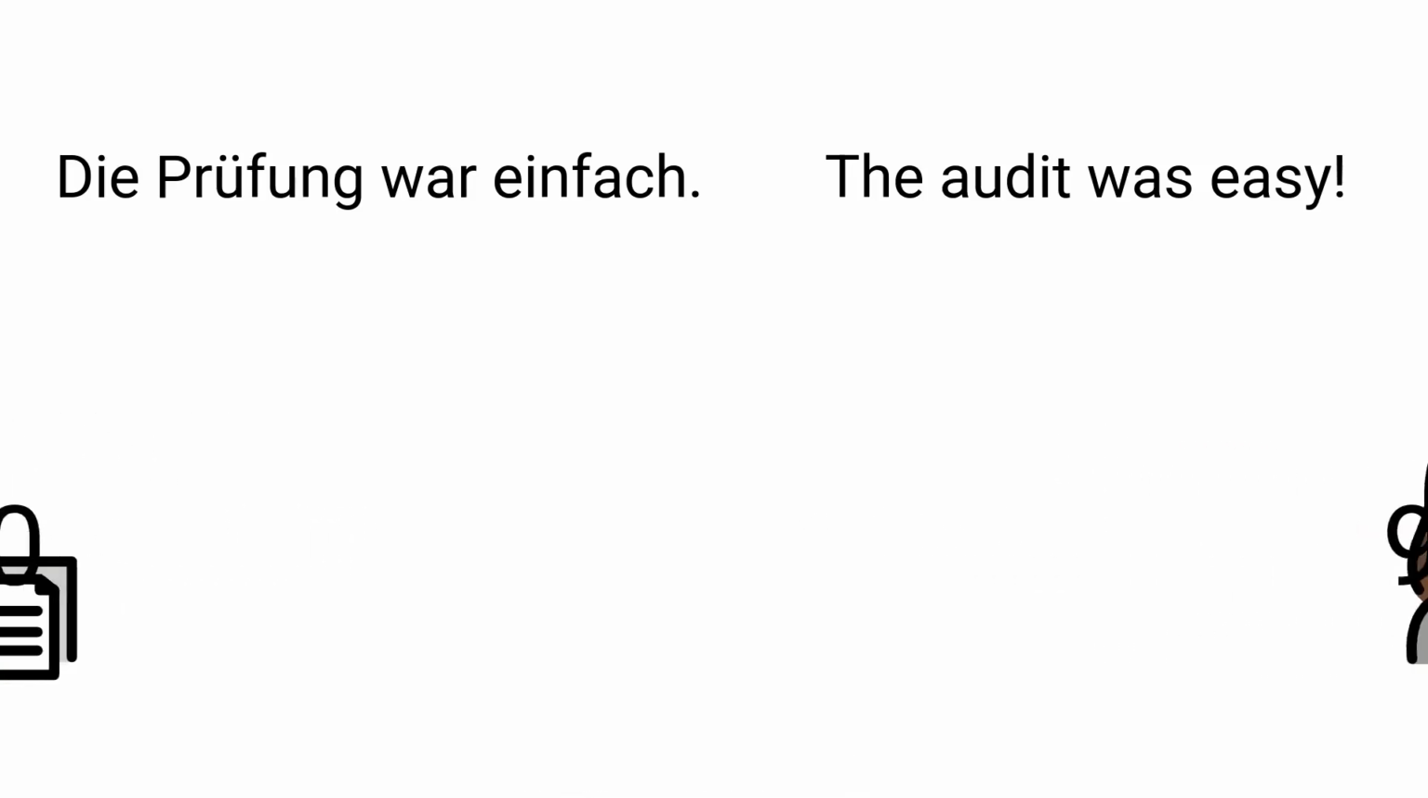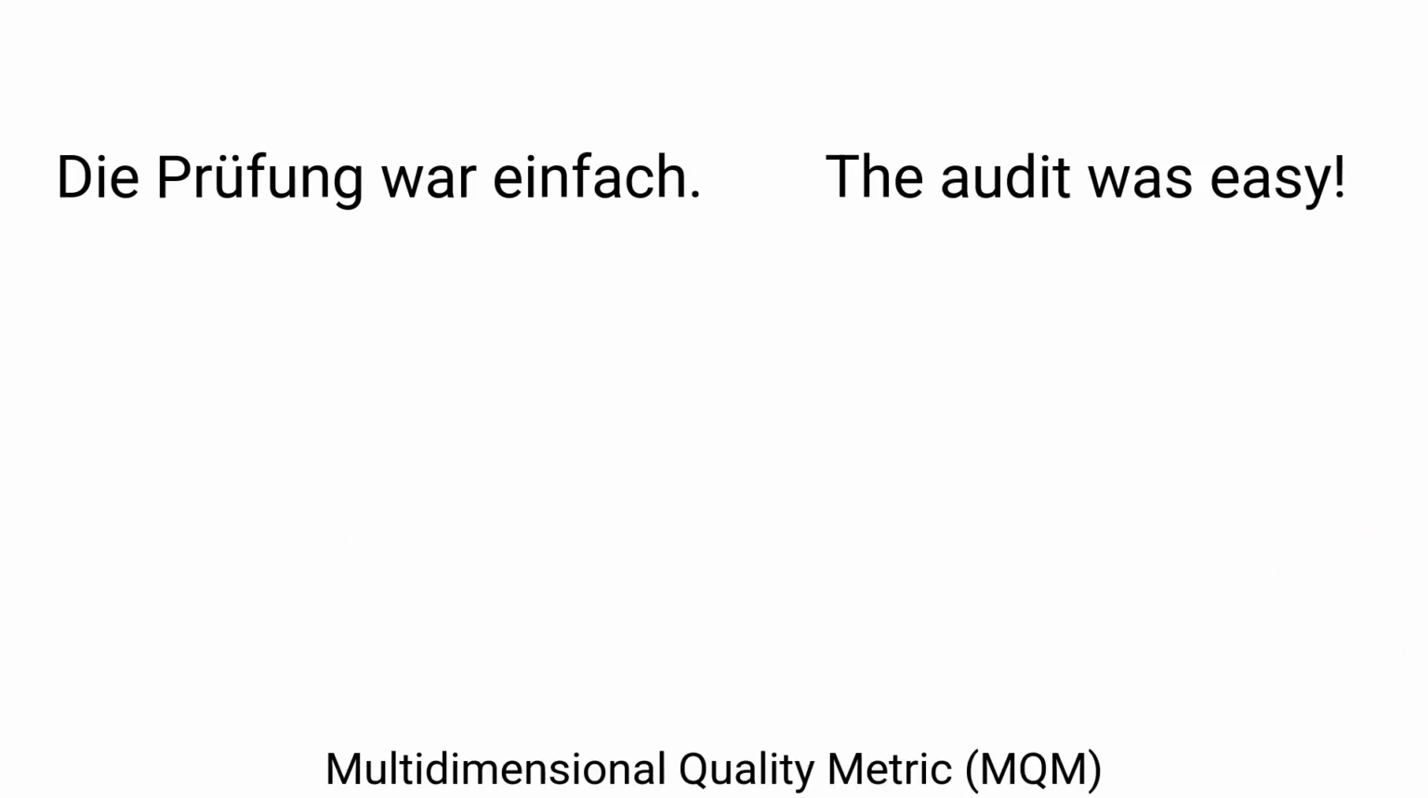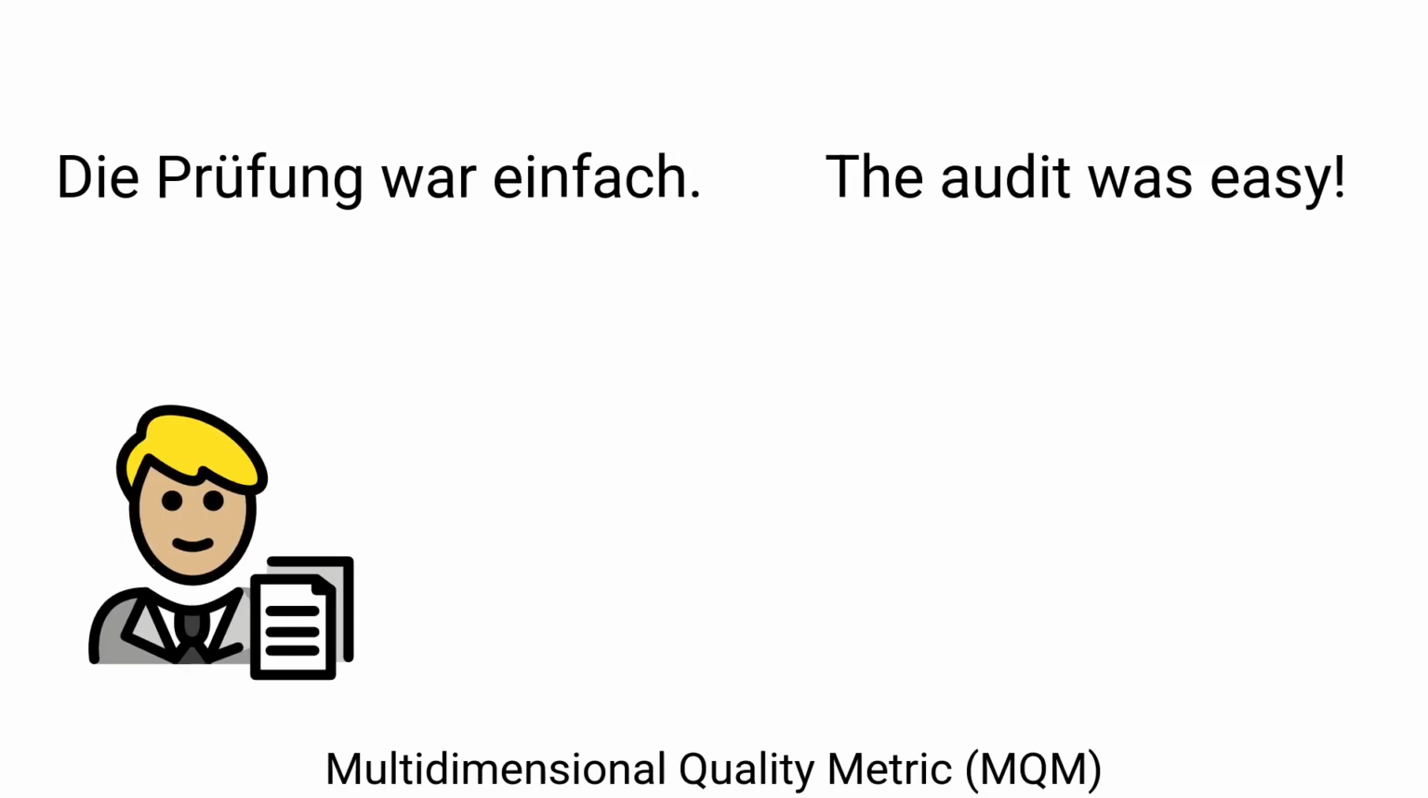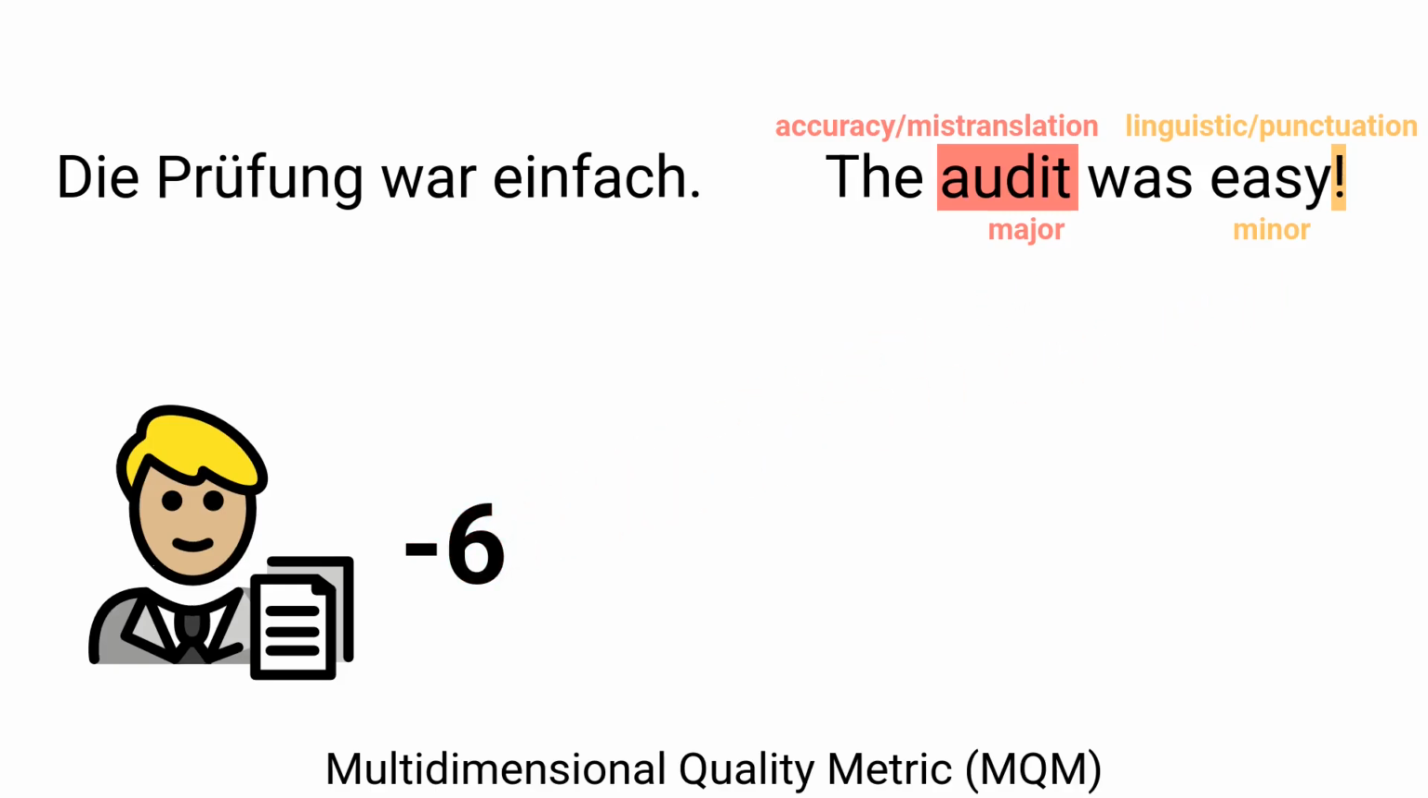Some researchers instead use multidimensional quality metrics. This requires very professional annotators who, instead of assigning scores, highlight errors in the translation and assign error severity and categories. The final score is computed automatically based on these labels. This is much more objective and robust, but also costs much more. So we have fast, cheap, but unreliable direct assessment, and slow, expensive, but reliable MQM.